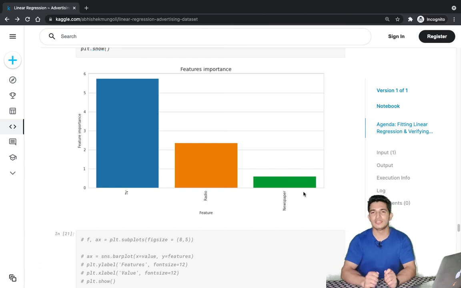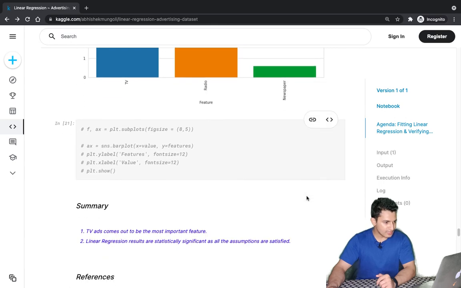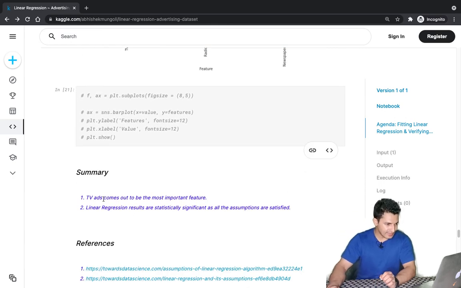And also we have looked in the assumption video at another way in which we can find feature importance: forward selection, where we add one variable at a time and see the gain in goodness of fit, R square or adjusted R square, and that is the contribution of each individual feature. So with that, we come to the summary that TV ads comes out to be the most important feature. Linear regression results are statistically significant as all the assumptions are satisfied.